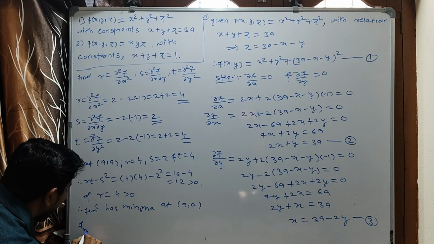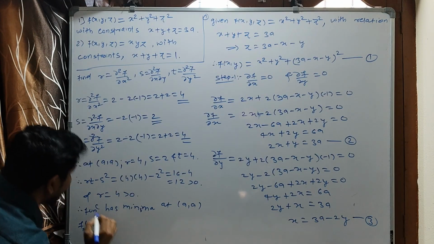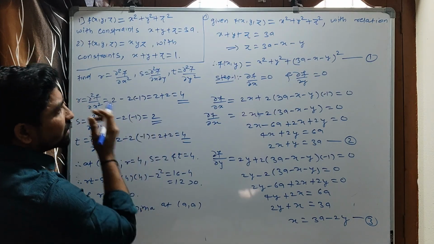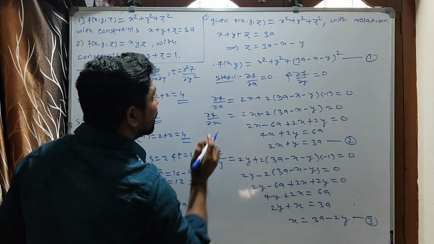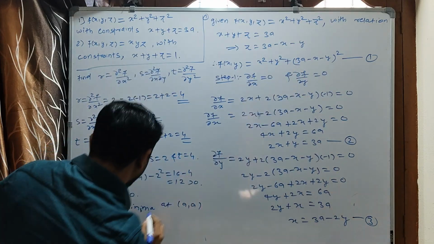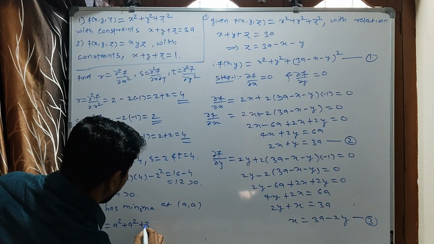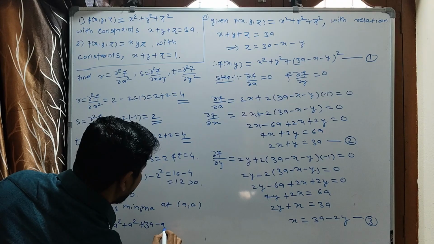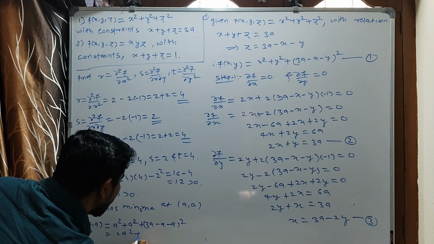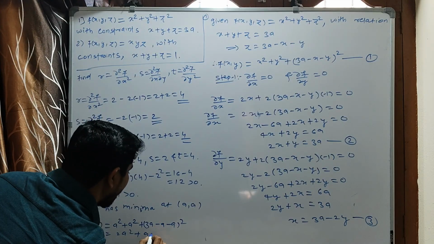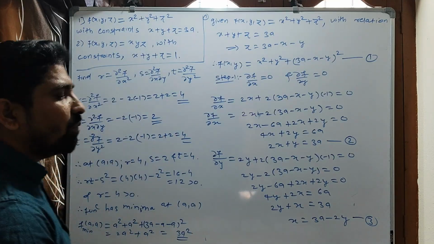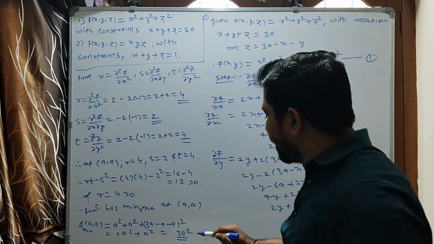So the minimum value at (a, a) is, now tell me, just put a at x. So here this is my function, x square a square plus y square a square plus 3 times (a minus a) whole square, which is equal to 2a square plus 3a minus 2a, this is simply a square, which is equal to 3 times a square. So this is the minimum value of my function at (a, a).